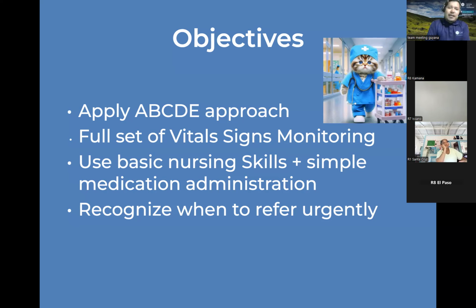Not to worry. What's also important before we stabilize our patient is to always get a full cycle of vital signs monitoring, which is quite important. Because if we don't do the vitals, we won't know if there's any changes going on with our patient, especially if they come in an unconscious state. Another objective is for us to use basic nursing skills and some very simple medication administration techniques. And you must be able to recognize when to refer a patient, and how to refer a patient from your health post or district hospital or otherwise.